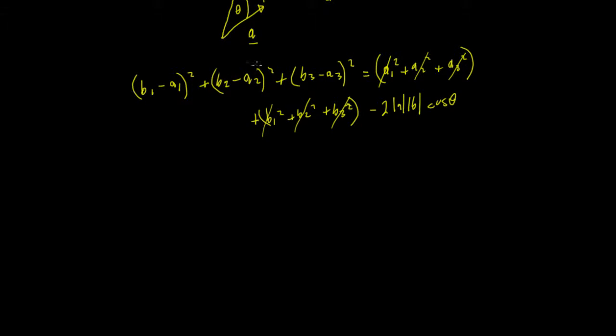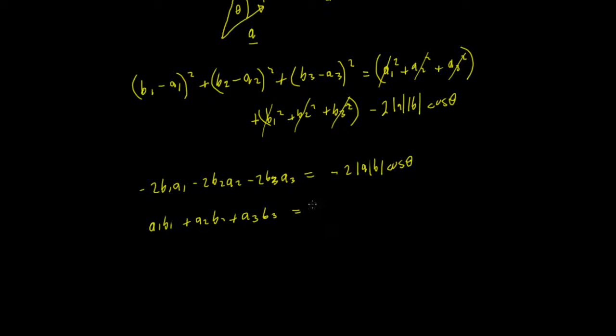So all you're left with on this side is minus 2 B1 A1 minus 2 B2 A2 minus 2 B3 A3, and that equals what's left of the other side, minus 2 times the length of A times the length of B times cos theta. The 2s cancel out, the minuses cancel out, and you're left with A1 B1 plus A2 B2 plus A3 B3 equals the length of A times the length of B times cos theta.